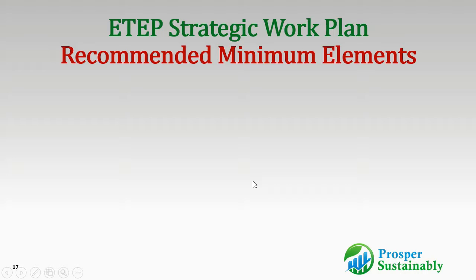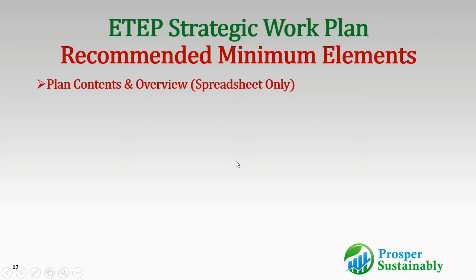Okay, so this is my recommended minimum elements. This includes all of what's required by the GAP guidance, but with a spin on it that's going to make this as effective and useful for you as possible. So I believe it can be helpful to have an ETEP strategic plan overview that describes the contents, maybe has some form of table of contents, just so somebody at a glance can see what the scope of it is. I'm going to show you 2 different forms of this plan: a spreadsheet form and a Word format. You don't necessarily need to include this in the Word format, just because of its layout.